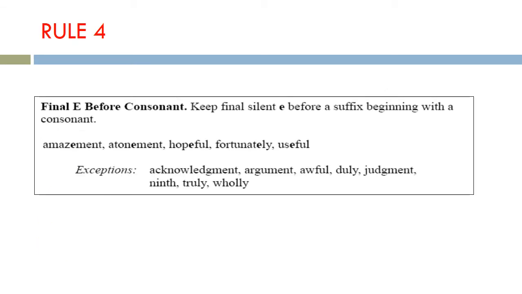Rule 4 is about final E, but before a consonant. Keep the final E, which is always silent, before a suffix which begins with a consonant. So here, when the suffix begins with a consonant, the rule changes. We have to keep the E. Amaze, amazement. Atone, atonement. Hope, hopeful.